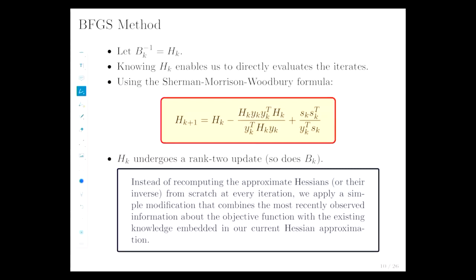Iteratively, now I have something that keeps calculating the inverse of the B_k update from the DFP formula. The observation is that H_k undergoes a rank 2 update, because this is a rank 1 matrix there, and this is another rank 1 matrix there. The denominator is a scalar, these things are rank 1 matrices, this is another rank 1 matrix.